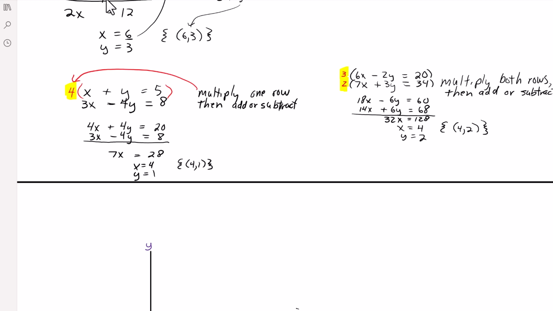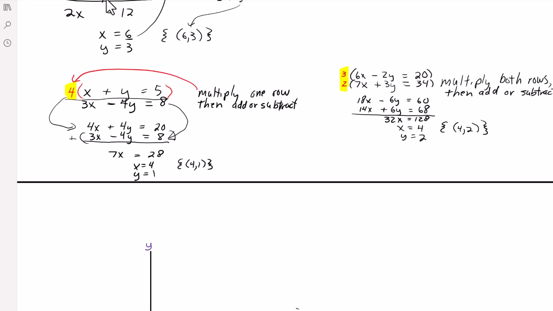I selected to multiply this whole row, both sides, by 4. So I'm going to write that multiplied out down here. So 4x plus 4y is equal to 20. And then I'm going to rewrite the original second equation right there. 3x minus 4y is equal to 8. Now that the y's are opposites, you can add the columns. So the x's add up to 7x. The numbers on the other side add up to 28. Divide both sides by 7, you get 4.